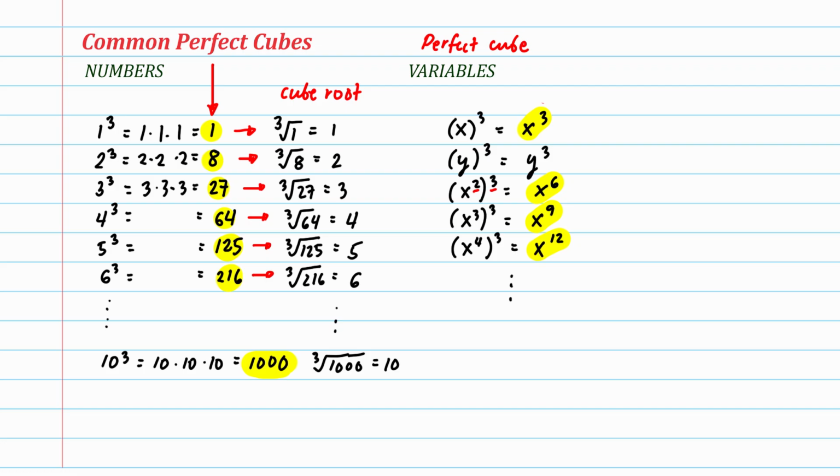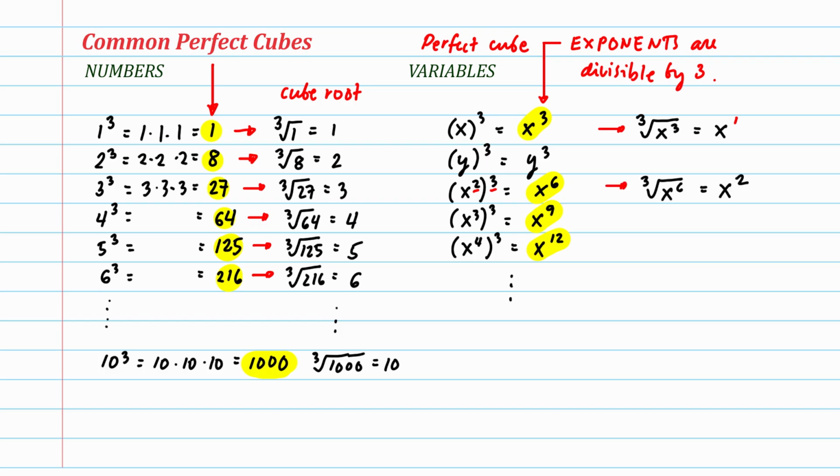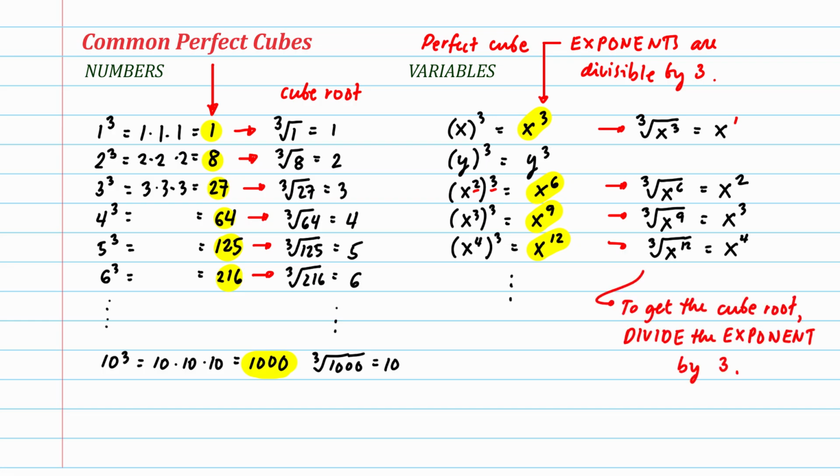So, do we see a pattern? Yes. All perfect cube literal coefficients have exponents that are divisible by 3. That's how we recognize them. On the other hand, we can say that the cube root of x cubed is x. The cube root of x to the 6 is x squared. The cube root of x to the 9th is x cubed, and so on. See a pattern again? Yes, to get the cube root of literal coefficients, we simply divide their exponents by 3.